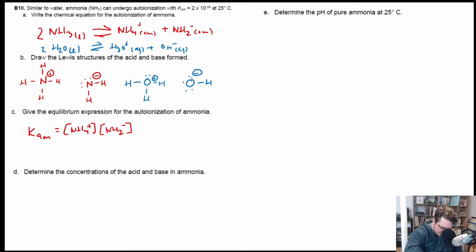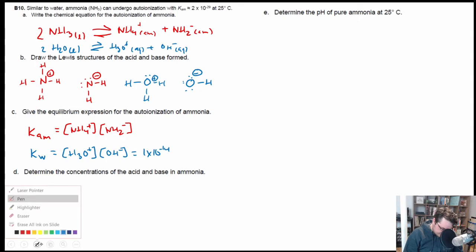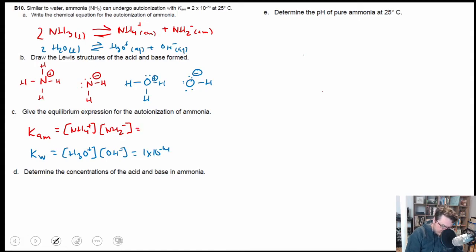And that's the same thing that happens for water. If you have the autoionization of water, what you have there is H3O plus and OH minus, so those concentrations are what matter. And we know that that value is 1 times 10 to the negative 14. That's what that equilibrium expression is. And in the case of the KAM, I give it up here, so that's 2 times 10 to the negative 29.